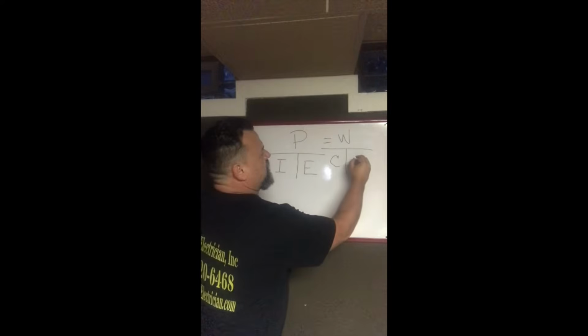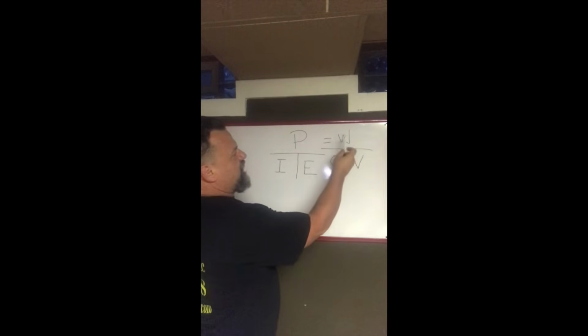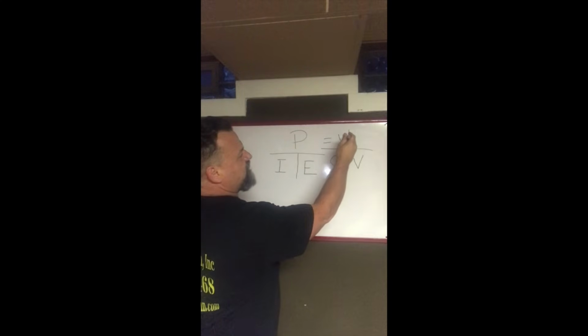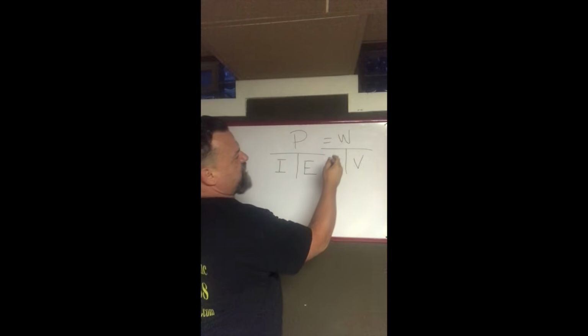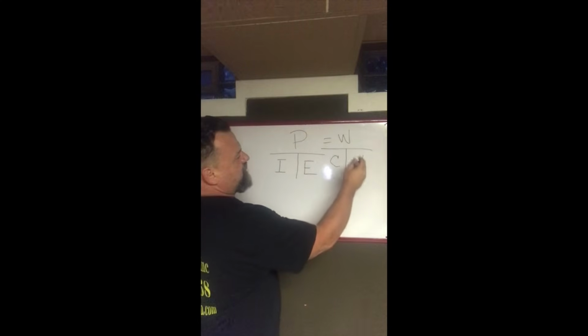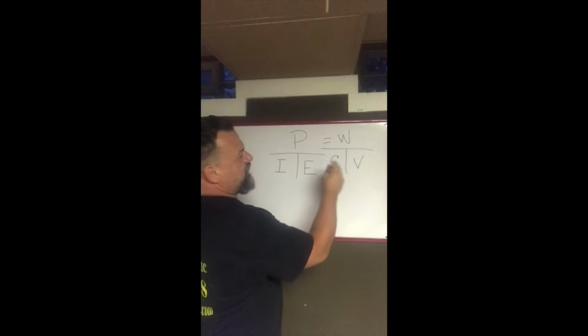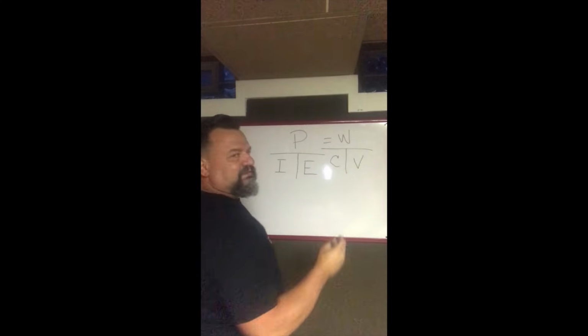So, there's your voltage. If I cover anything on this top line, this divided by this will give me this: wattage divided by my current will give me my voltage. Wattage divided by my voltage will give me my current. Anything across, this times this will give me this.